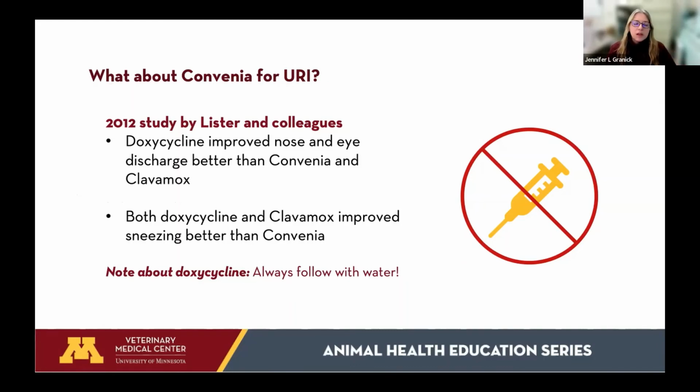But there has been a study comparing different antibiotics to treat this condition, and doxycycline really was the best. It improved nasal and ocular discharge, so discharge from the nose and the eyes, better than the other drugs tested, and both doxycycline and Clavamox improved the sneezing the cats were experiencing better than Convenia. The one caveat with that antibiotic is that we do need to provide water after we give that medication to make sure it gets all the way down to the stomach and doesn't cause any irritation of the esophagus.